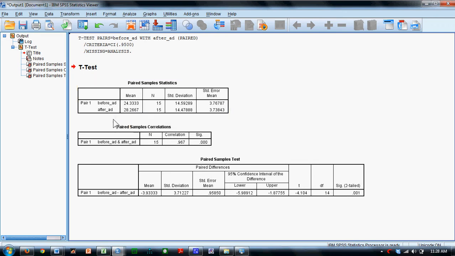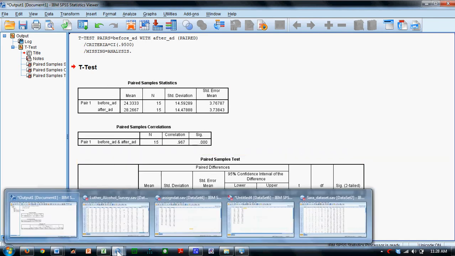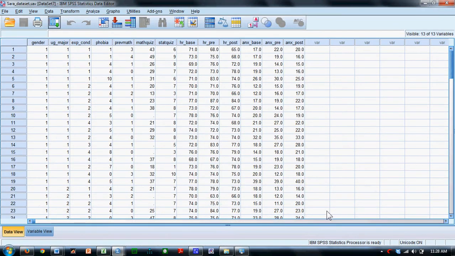Now we're also going to demonstrate the paired t-test using a different data set. This is Sarah's data. Here we're going to compare pre-heart rate levels to post-heart rate levels in an experiment that was conducted.